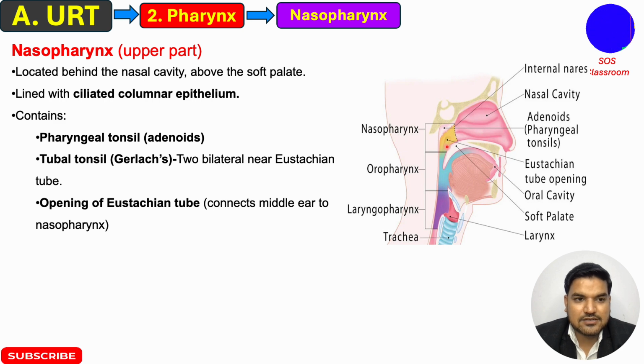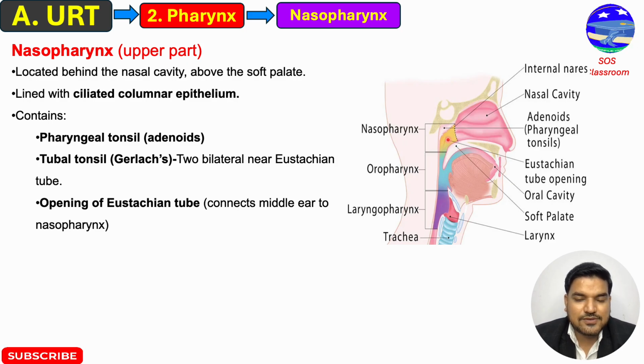which is made by ciliated columnar epithelium tissue. Different types of tissue we already discussed. Ciliated means the presence of cilia, and columnar means the cells are present in a column shape, rectangular, tall cells, and epithelium lines the nasopharynx.